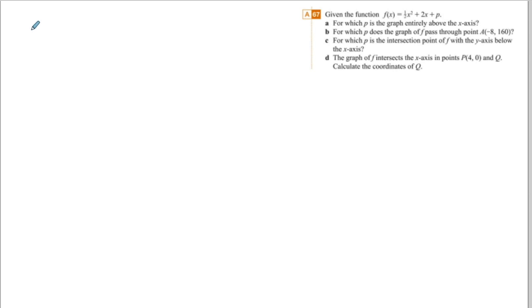67. The function f(x) equals half x squared plus 2x plus p. So there's a parameter p which is unknown. First question. But first of all, let us think about the general formula.